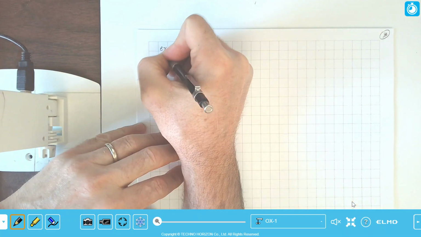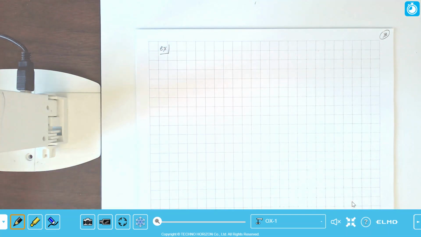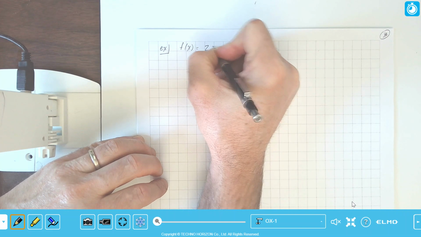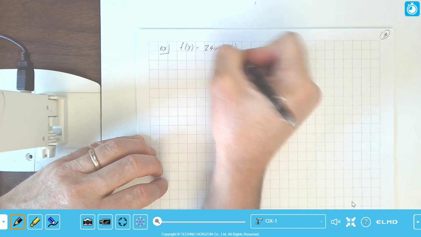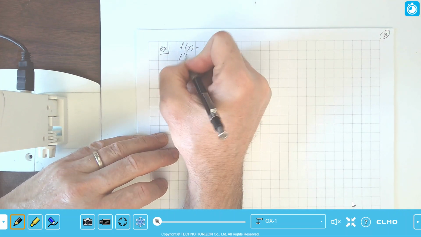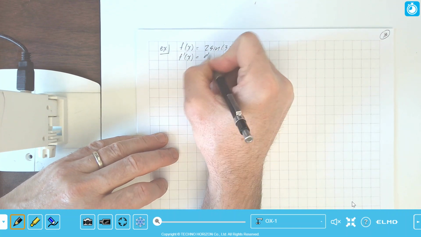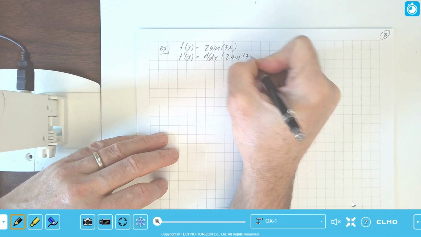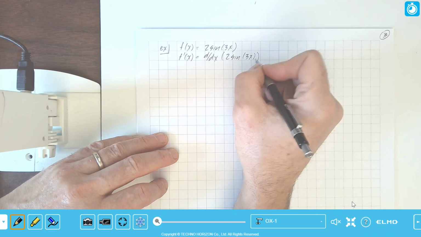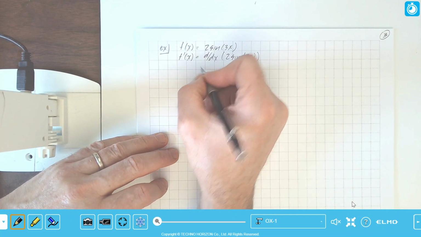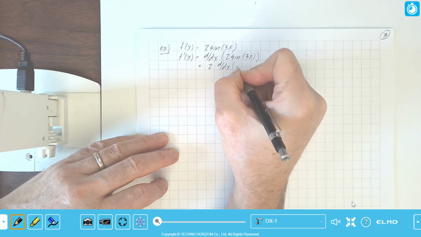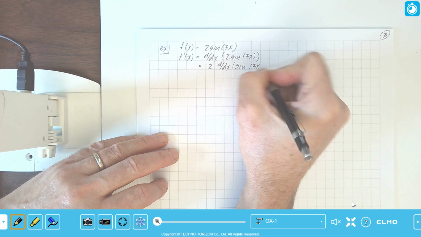Our first example is to find the derivative of 2 sine 3x. So f of x is equal to 2 sine of 3x. What is f prime of x? Well, that's going to be d by dx of the quantity 2 sine of 3x. I notice right away that I've got a constant which can come out, so it'll be 2 times the derivative with respect to x of sine of 3x.